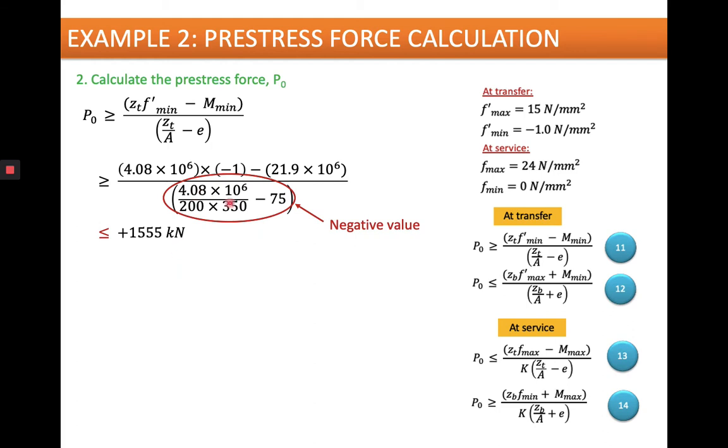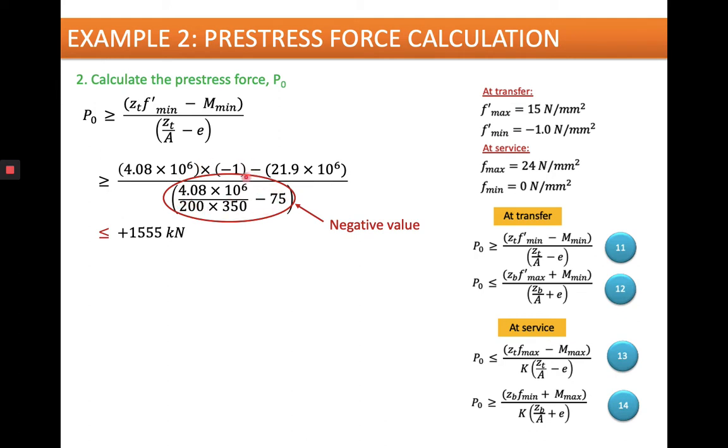Please do take note here that for this denominator, where we have ZT over A minus E, it gives us a negative value. When we have a negative value here, what we have to do is change its sense of inequalities. You can see here the basic equation of equation 11 is that P naught is larger or equal to this expression.